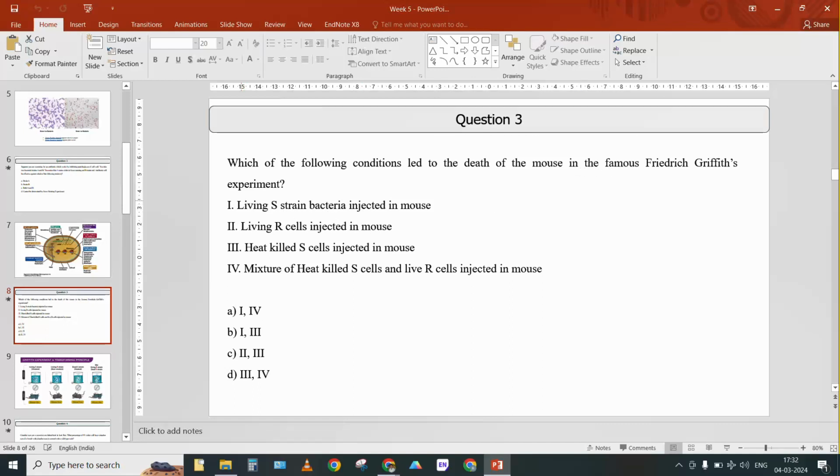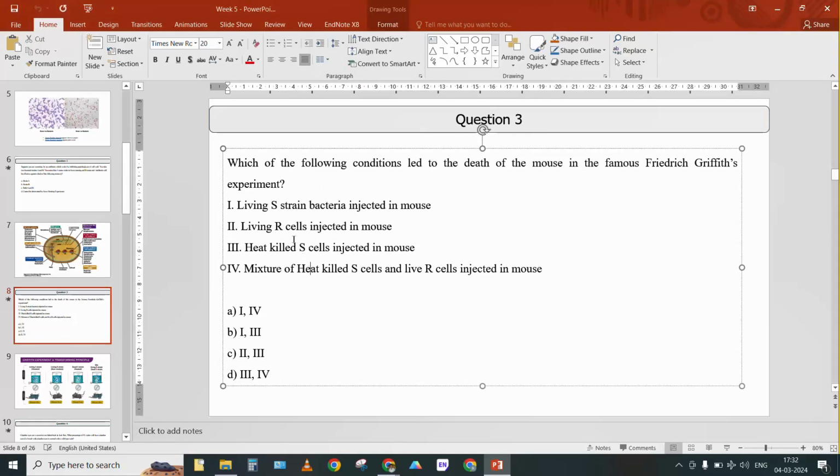That is condition 1 and condition 4. Statement 1 was living S strain bacteria injected in the mouse, and statement 4 was a mixture of heat-killed S cells and live R cells injected in the mouse. So option A is the correct answer for question 3.